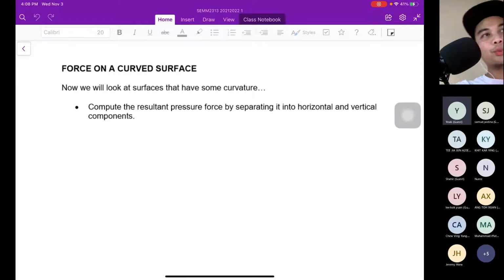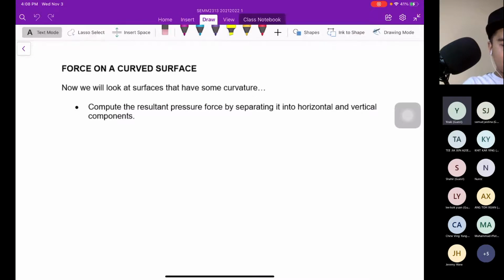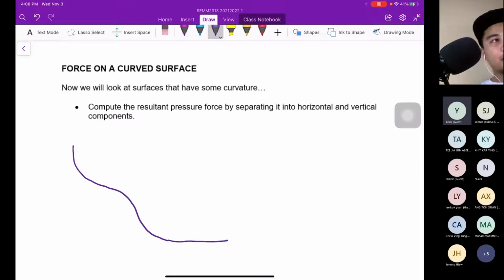Okay, in the previous class we learned about forces on plane surfaces. Now we go to curved surfaces. For example, we have a curve like this, a curved surface. So how do we solve this kind of question when it is curved? Whatever shape, maybe like this, maybe like this.